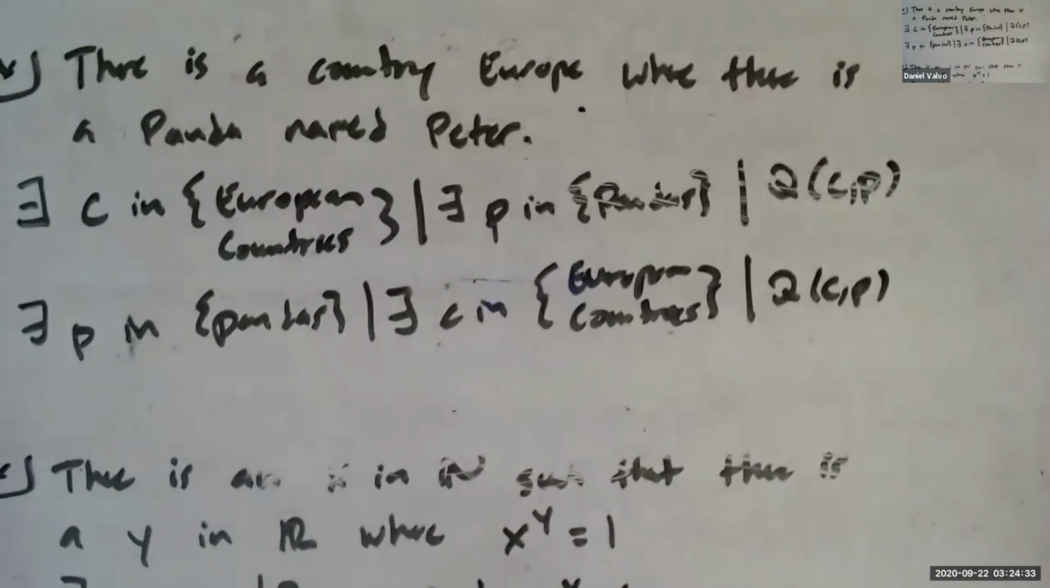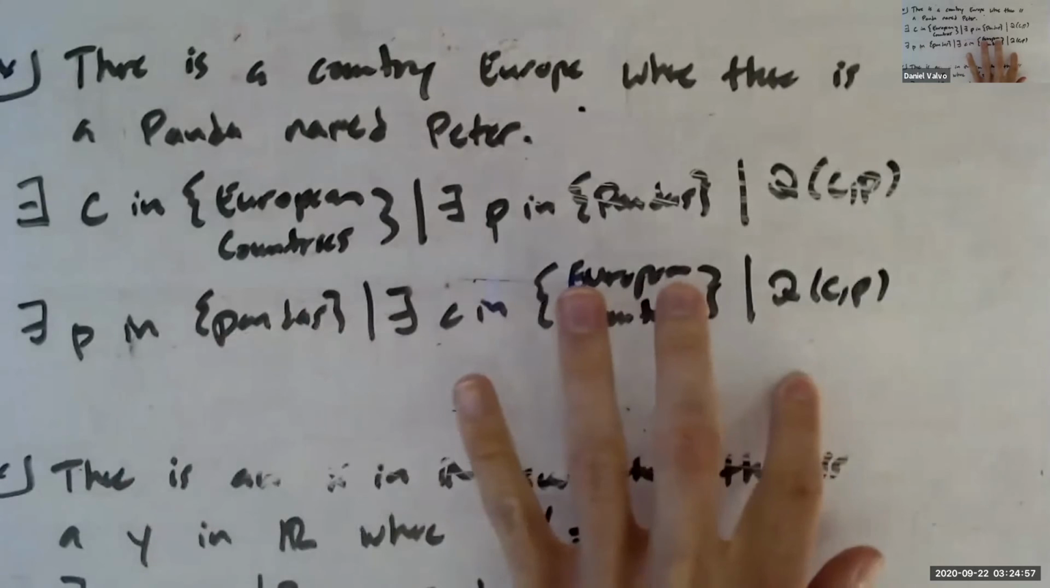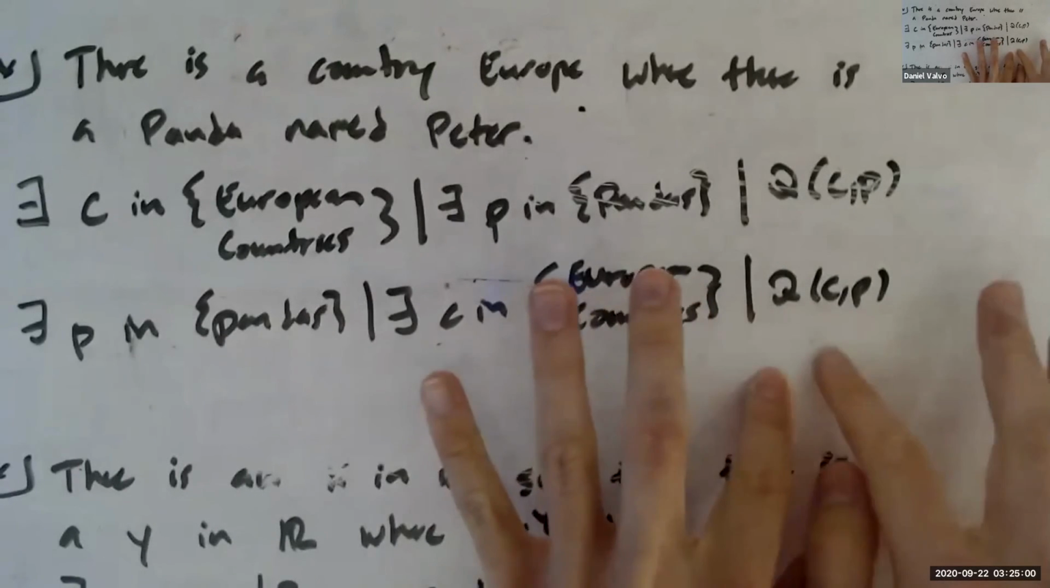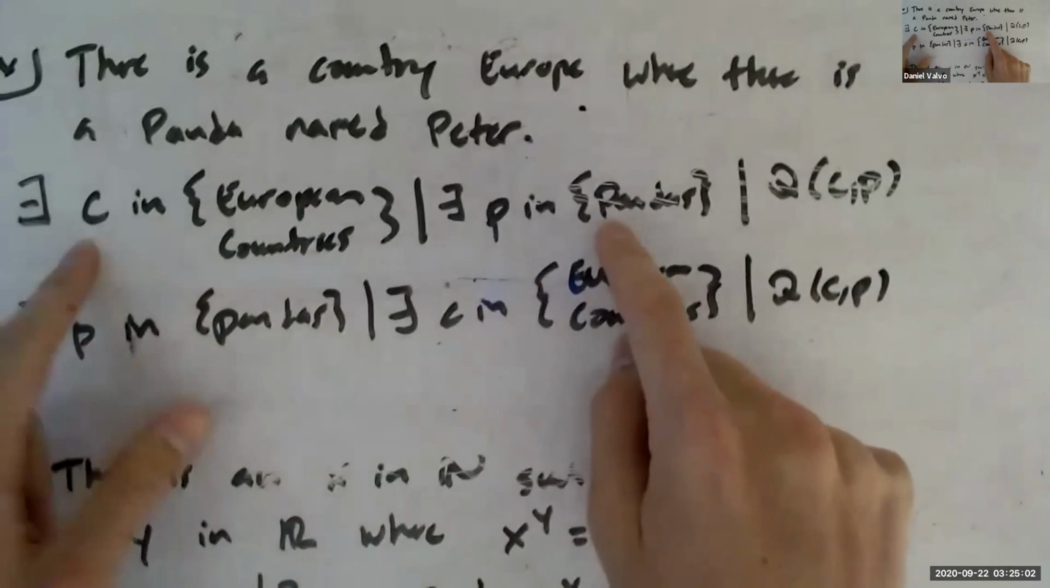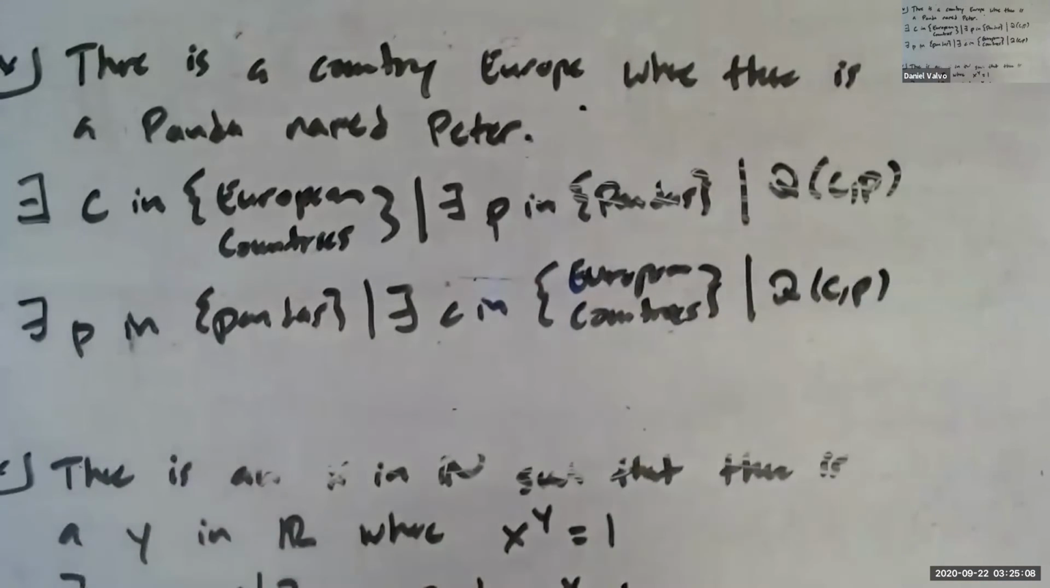The point being here, right, that this should just kind of make intuitive sense. If there's a country in Europe and a panda such that the panda lives in that country and is named Peter, well, that means we know that there is a specific panda in this specific country where it lives and is named Peter. All this means is we found a C in the countries and a P in the pandas where Q of C, P is true. It doesn't matter what order we find them in. These are equivalent.